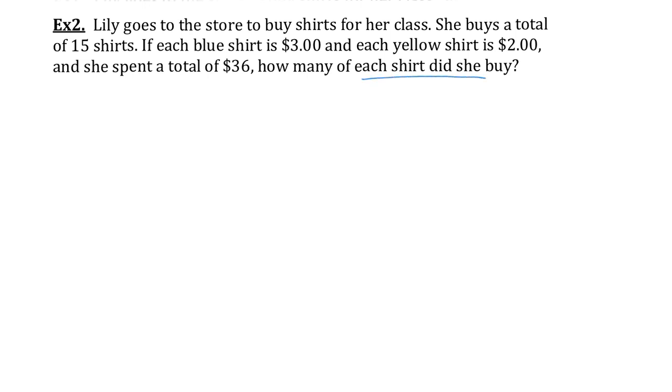Okay, so this has something to do with the shirts. What kind of shirts are there? Right, there's a blue shirt and a yellow shirt. So pick a letter for the blue shirts. B is the number of blue shirts that she bought. What's the other one? Yellow? Let's do Y.